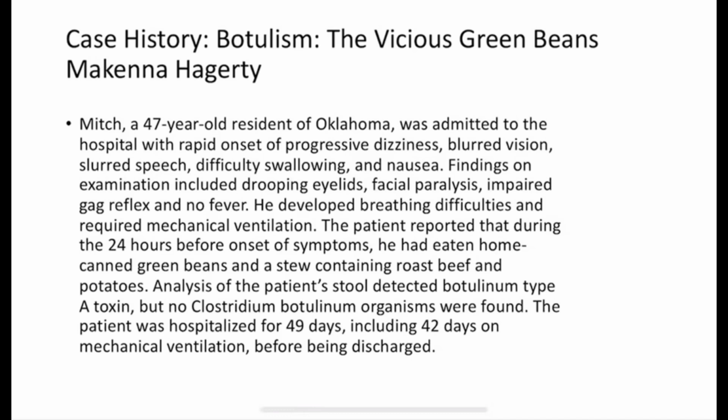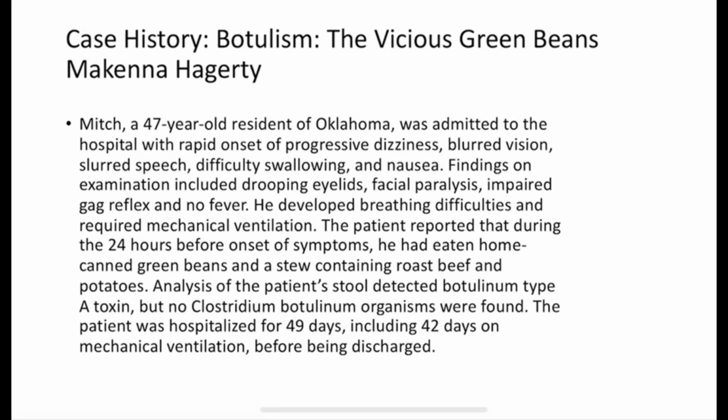Starting off with the case study, Mitch, a 47-year-old resident of Oklahoma, was admitted to the hospital with rapid onset of progressive dizziness, blurred vision, slurred speech, difficulty swallowing, and nausea. Findings on the examination included drooping eyelids, facial paralysis, impaired gag reflex, and no fever. He developed breathing difficulties and required mechanical ventilation. The patient reported that during the 24 hours before onset of symptoms, he had eaten an at-home canned green bean and a stew containing roast beef and potatoes.